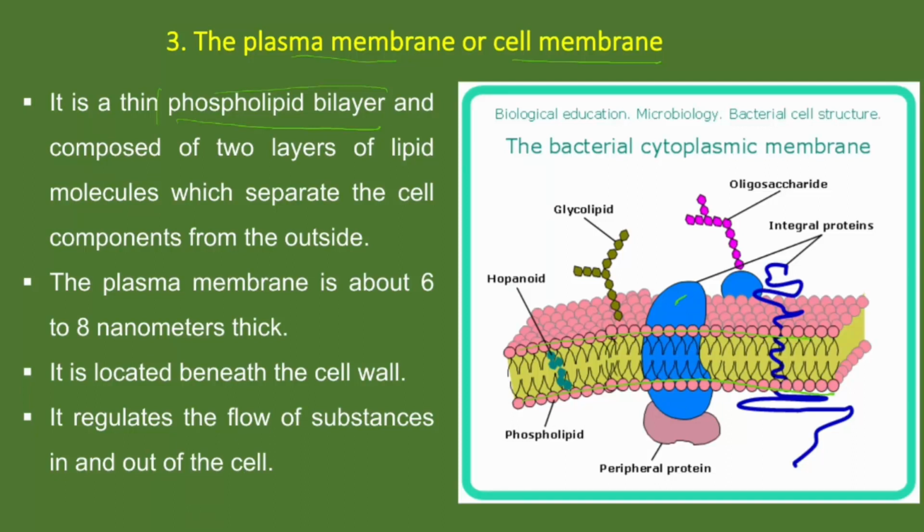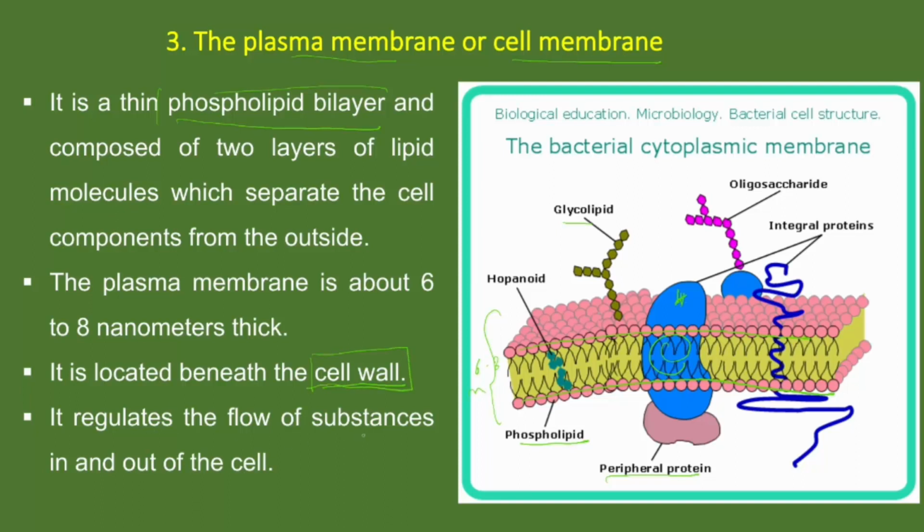It is an integral protein because half the portion is outside and half is inside the phospholipid bilayer, and this is a peripheral protein because it is outside the phospholipid membrane. These are the phospholipids, and these are the glycolipids attached to the main phospholipid layer. The plasma membrane is about 6 to 8 nanometer thick. It is located beneath the cell wall, just below the cell wall.